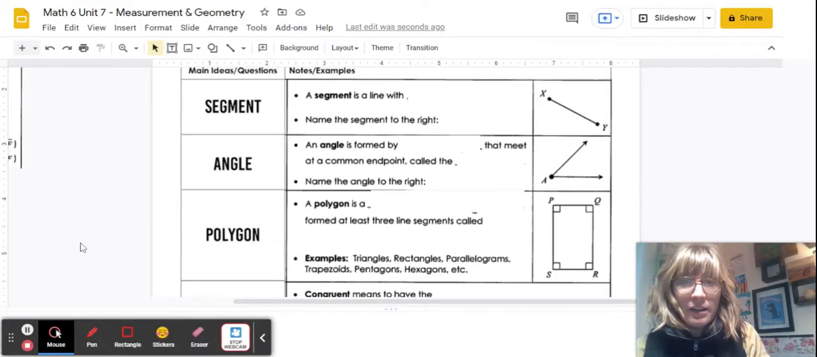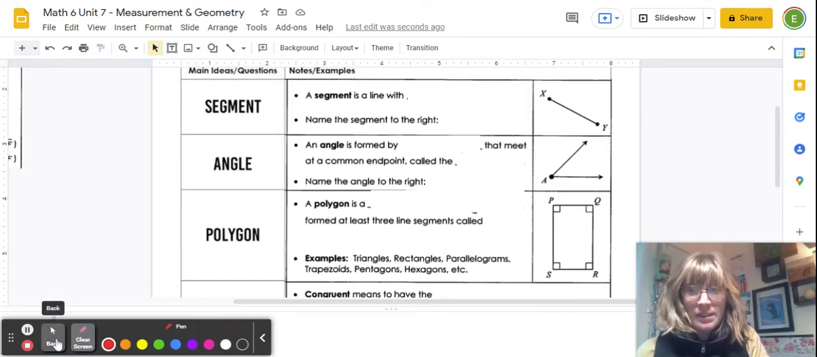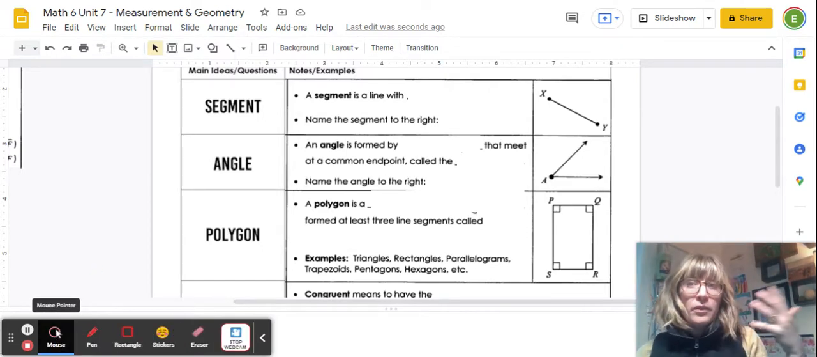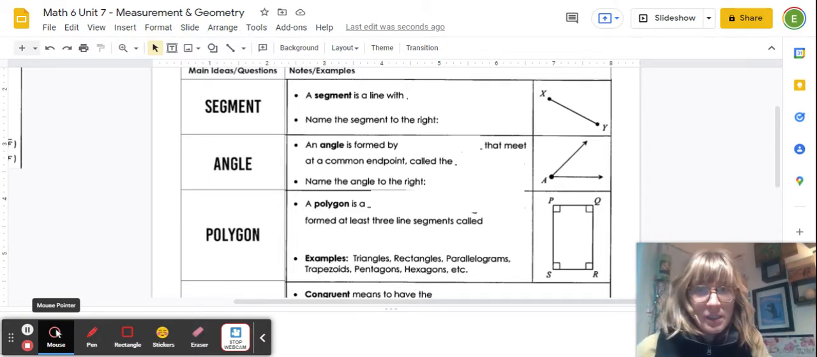Hey guys, so we are thinking here about some vocabulary, and this vocabulary may feel familiar, it may not feel familiar. Either way, it's going to help you as you go throughout this geometry unit and use it as a tool to interpret these different shapes.